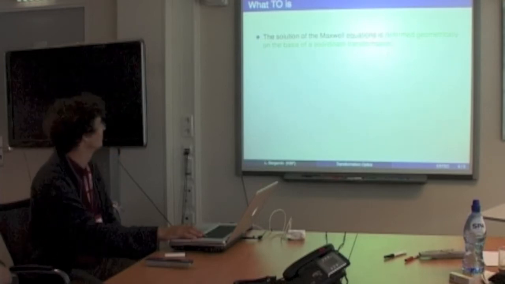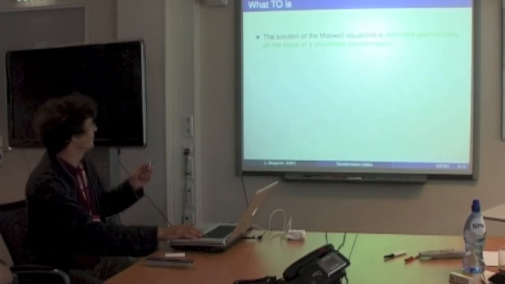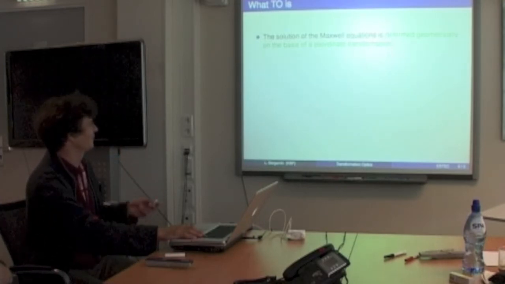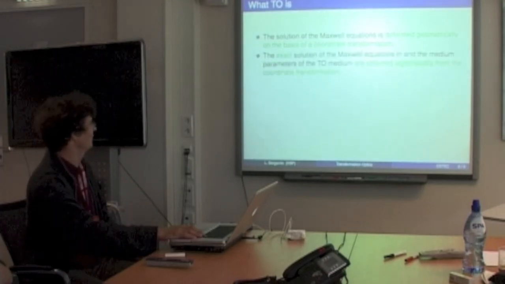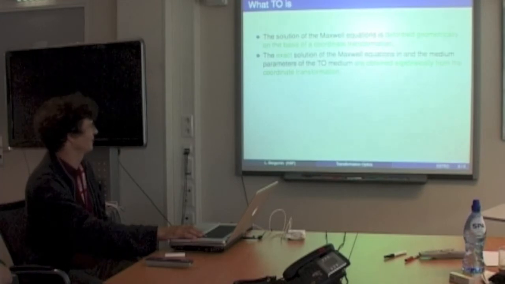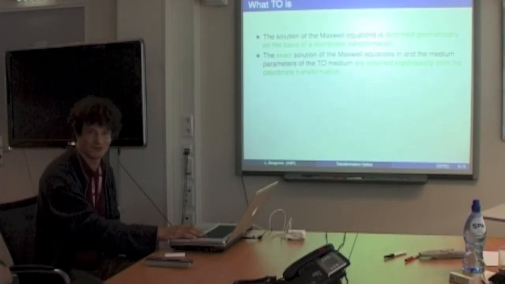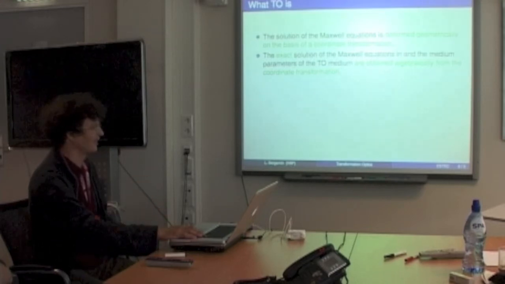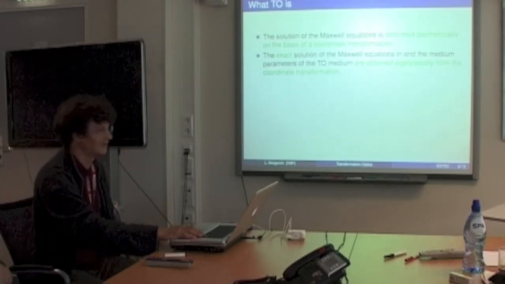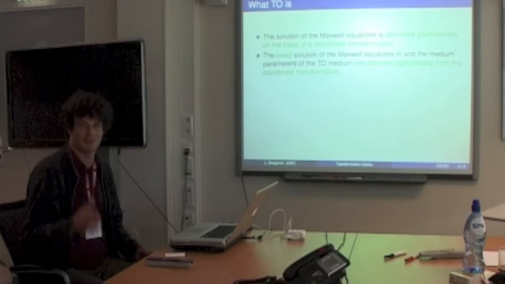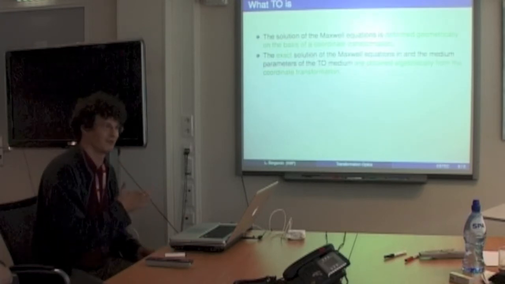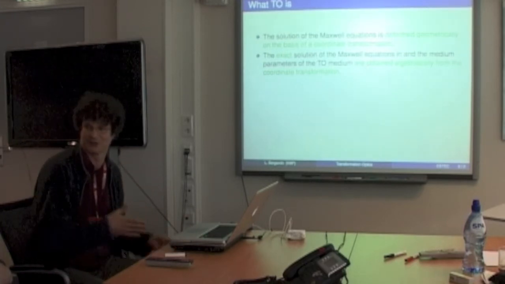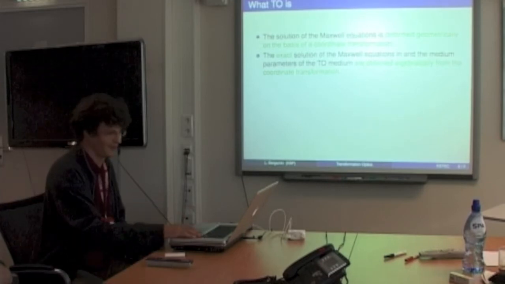What transformation optics is: the solution of the Maxwell equations is deformed geometrically on the basis of a coordinate transformation. The exact solution of the Maxwell equations in the medium and the medium parameters of the transformational medium are obtained algebraically. I don't have to solve any differential equations, except at the beginning the differential equation of the simple system, of course, but these solutions we already have. It's in any textbook.